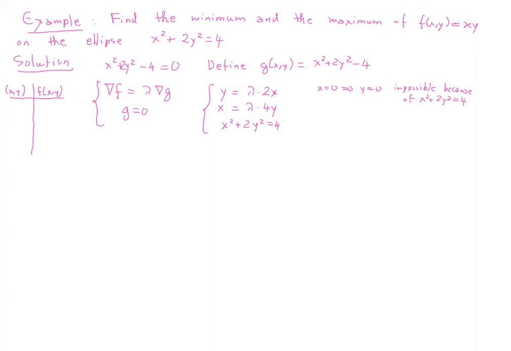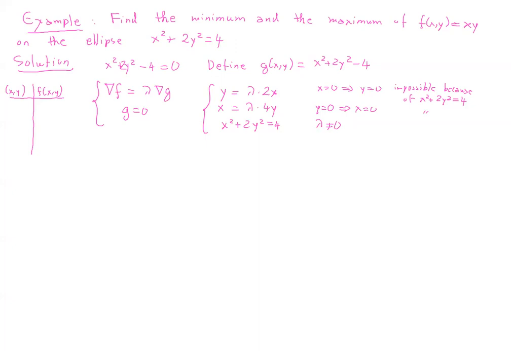So x cannot be 0. For exactly the same reason, y cannot be 0. If y were equal to 0, then the second equation would imply that x is equal to 0. And again, that's impossible because of the constraint. And finally, lambda cannot be 0.